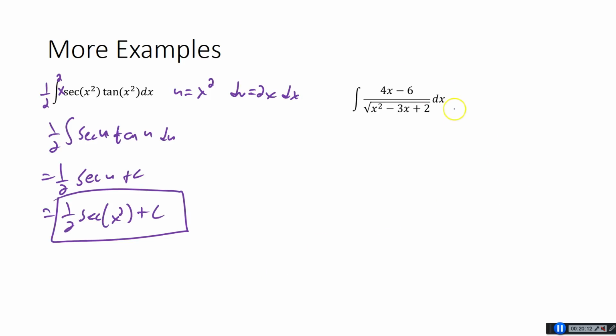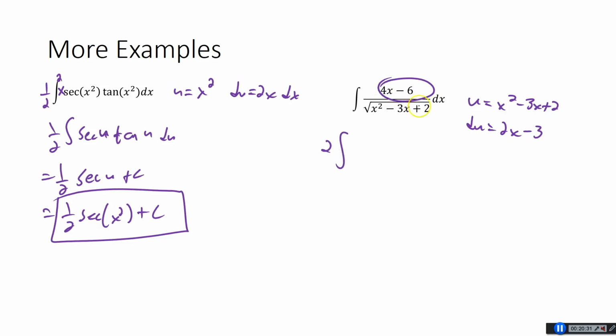This is an interesting one. If you want to try it on your own, you can. The u value here, I'm going to use the bottom square root. I'm not going to have the square root as part of it, because then my du would be complicated. So you have x squared minus 3x plus 2. Then du is 2x minus 3. You say, wait, there isn't a 2x minus 3. What can we do with this top, though? We can take out a 2.